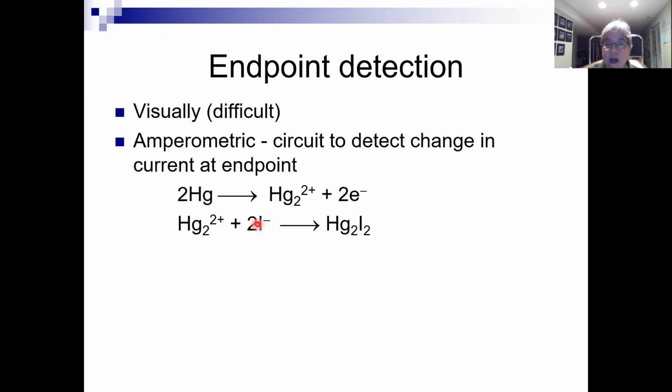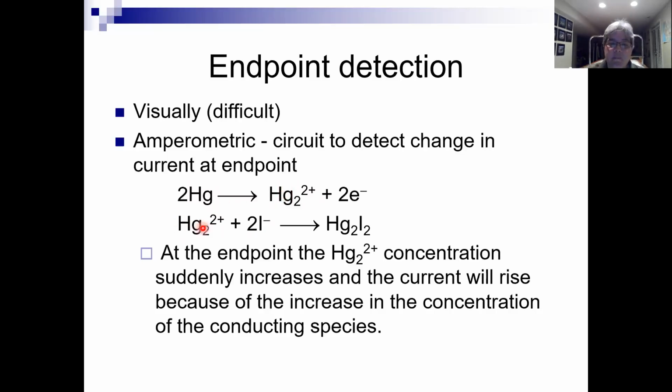Here's another reaction, same idea. I'm determining I- using mercury 1 ion. So I'm using current, so I've got some mercury. I use current to form the mercury 2, and that reacts with the I-. Now, at the end point, this mercury 1 starts becoming excess. So at the end point, now this concentration gets higher, and so there'll be a current increase because this is a conducting species. So that would measure that. So amperometric, a very common way to do this detection.